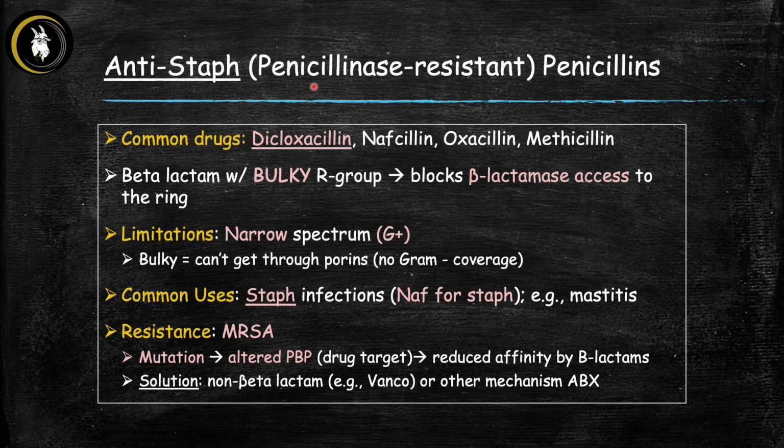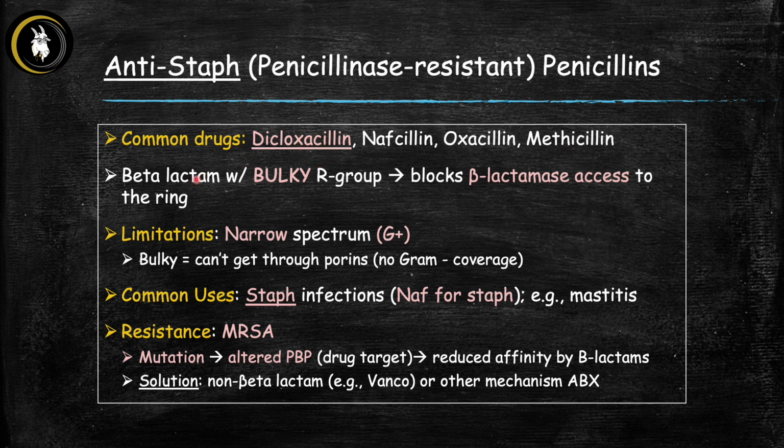All right, so let's switch gears. The final category here are the anti-Staph penicillins, and what makes these drugs unique is that they're resistant to the penicillinases that we've been talking about. Here are the common drugs: dicloxacillin, nafcillin, oxacillin, and methicillin. The one I've prescribed most commonly is dicloxacillin.